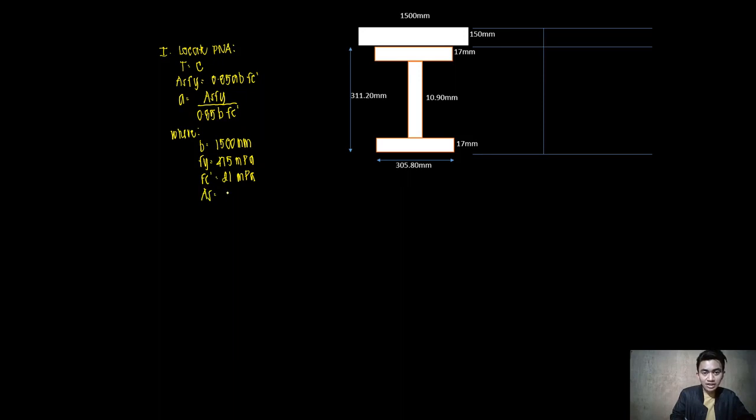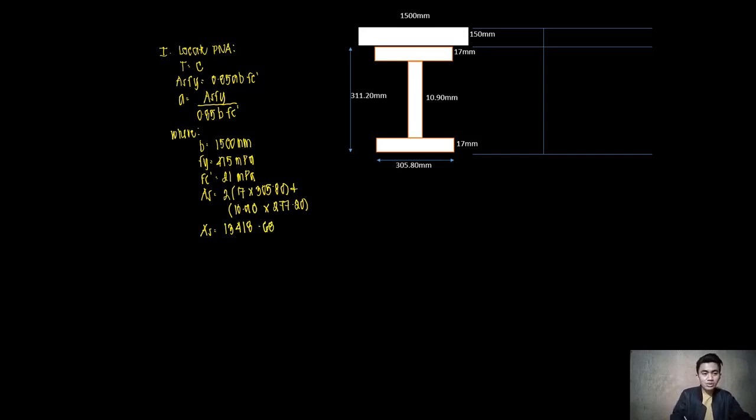So let us try to write it here again. That is now 2 times 17 times 305.80 plus, that is now 10.90, multiply it by 277.20. As now, or area of our steel section, is 13418.68.